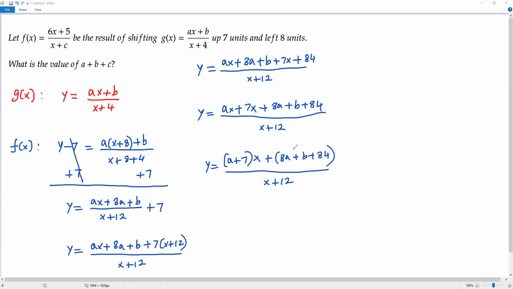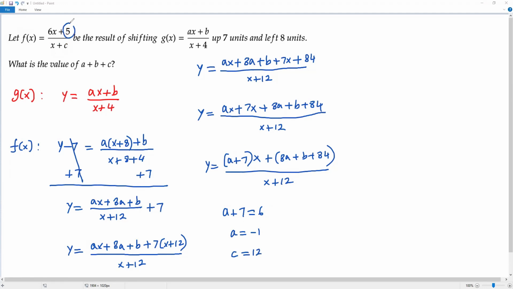Now I got the function f(x) over here. Let's compare the given function f(x) and the one we have over here. Here the coefficient of x is a + 7. Here the coefficient of x is 6. So a + 7 = 6. Let's solve for a in this equation. For that, we have to subtract 7 from both sides. When I do so, I'm getting a = -1. Let's compare this x + c and x + 12 in the denominator. At the place of c, we have 12. So the value of c is 12.